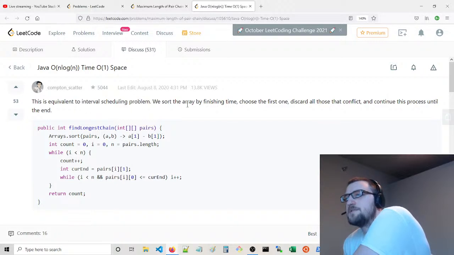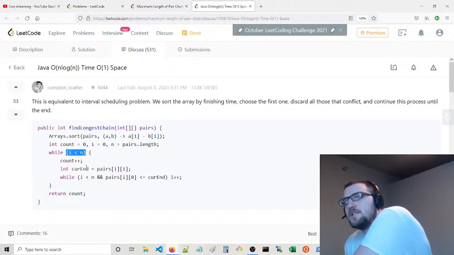Interval scheduling problem. Sort the array by finishing time. Choose the first one. Interesting. I'm going to use that. Choose the first one, discard all those that conflict, and continue this process until the end. Sort the arrays by finishing time. Choose the first one, discard all those that conflict, and continue this process until the end.